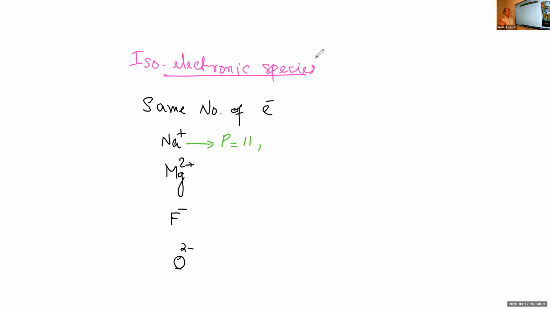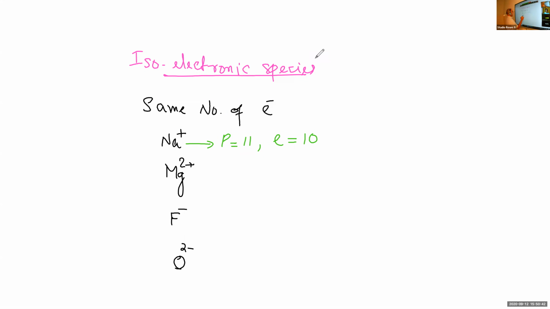But you are given Na+ ion, a positive ion. Na+ ion is formed by the removal of one electron. So Na+ has one electron less than the sodium atom. In the sodium atom there are 11 electrons, but in Na+ ion there will be only 10 electrons.